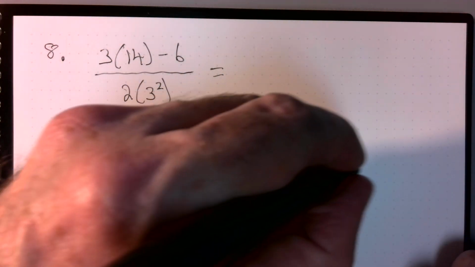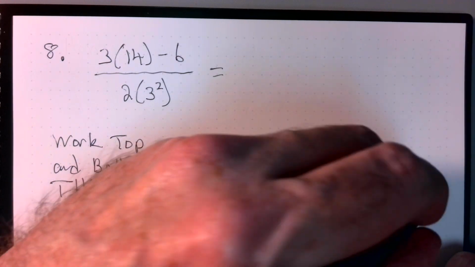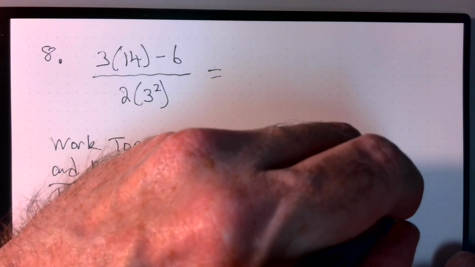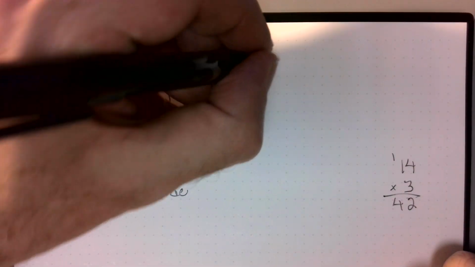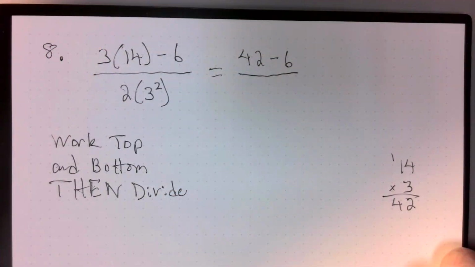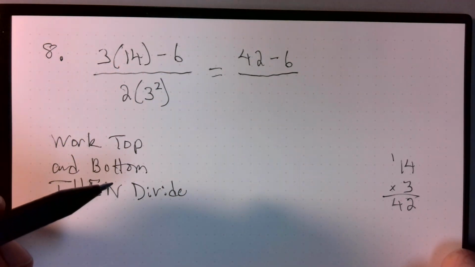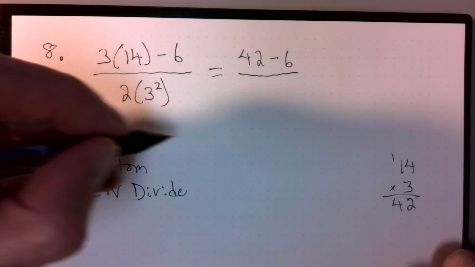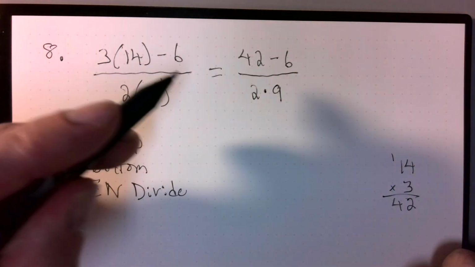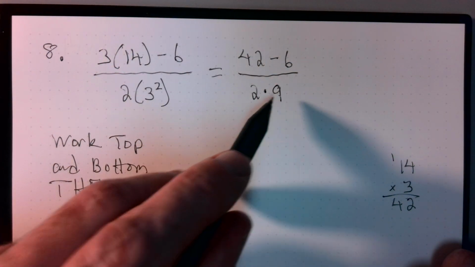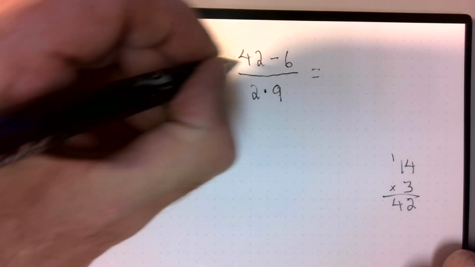3 times 14. 3 times 4 is 12, carry the 1, and that is 42. So my numerator is now 42 minus 6. How do I know it's 42 minus 6? Well, order of operations told me to do the multiplication first. Over here in the bottom, 2 times 9. How do I know to do that? Well, exponent goes first.